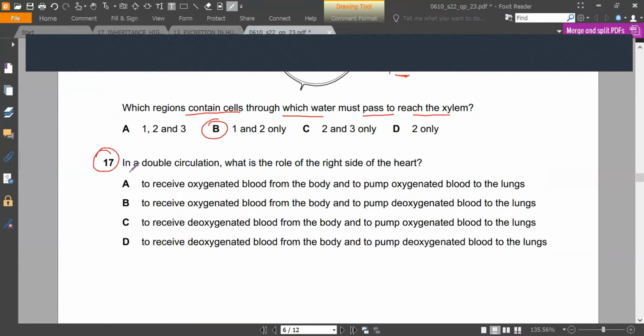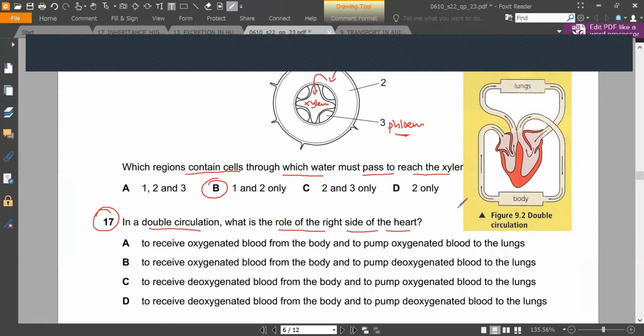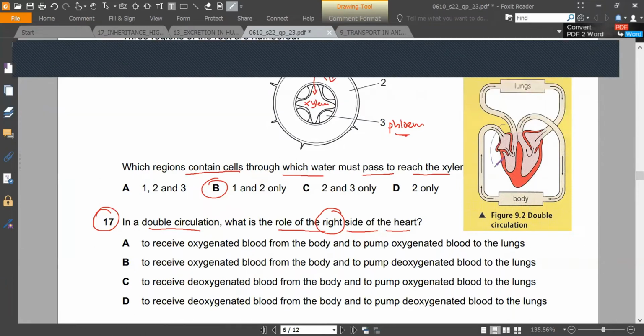Next. This one is about the blood circulatory system. In a double circulation, what is the role of the right side of the heart? First thing we need to remember when we look at the heart is that the left and right are reversed. So this part here is the right. The direction is reversed. This part is right, and this part is left. That's the first point.